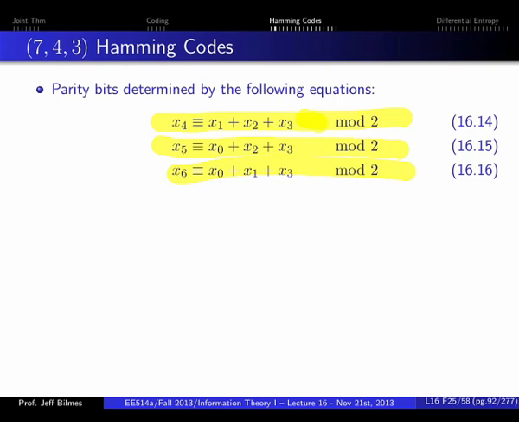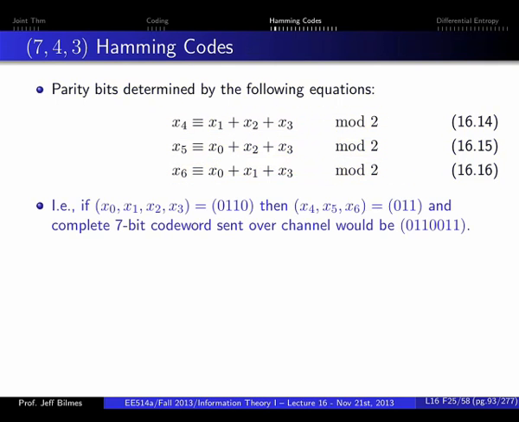So that means that if we had this string, 0110, as our information bits, then when we plug those bits into this side of the equations, we get these bits for these sides of the equations. And then the complete code word would essentially be this bit string down there. Everybody see that?